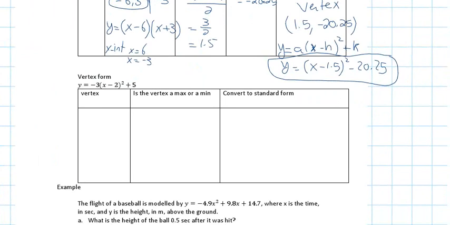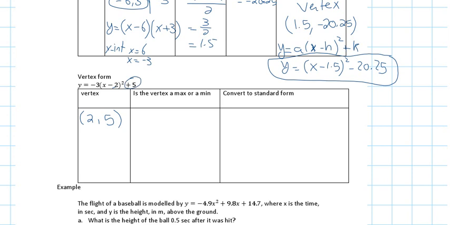y equals negative 3, x minus 2 squared plus 5. What form is it in? Vertex form. What is my vertex? You just change the sign. The sign wouldn't change on that. It's just the one inside the bracket, the h, because remember that it has to be a negative. So if it was a negative, it's the same. So it's 2 and 5.